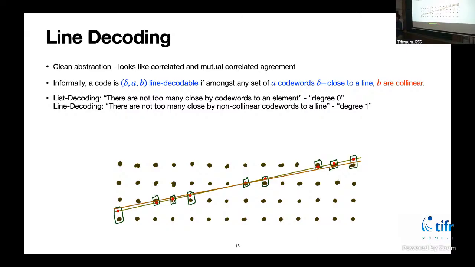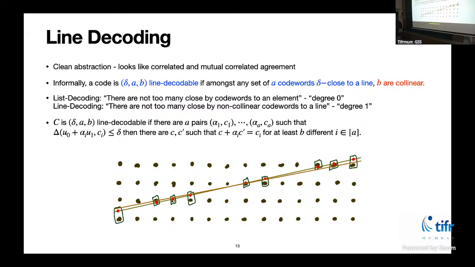Our results also actually work for higher degree constraints, like curves as well. If your linear combination was not u0 plus alpha u1, but u0 plus alpha u1 plus alpha squared u2, that is also okay.